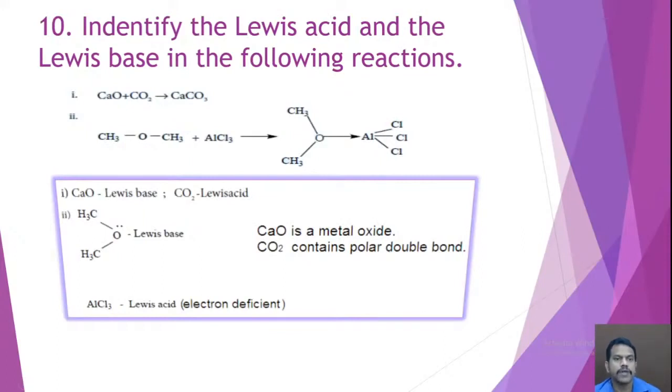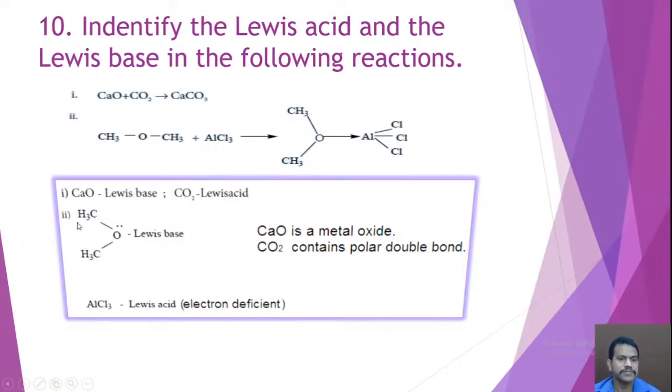Question number 10. Identify the Lewis acid and the Lewis base in the following reaction. Here 2 equations are given. So you have to find, on the reactant side, which one is a Lewis acid and which is a Lewis base. Calcium oxide. We have already seen the difference between Lewis base and Lewis acid. All metal oxides come under Lewis base. So oxygen has a lone pair. Then CO2. CO2 means what? It contains a polar double bond. When we write the resonance structure, it gives positive and negative charges. So the positive charge makes it electron deficient, so it comes under Lewis acid.